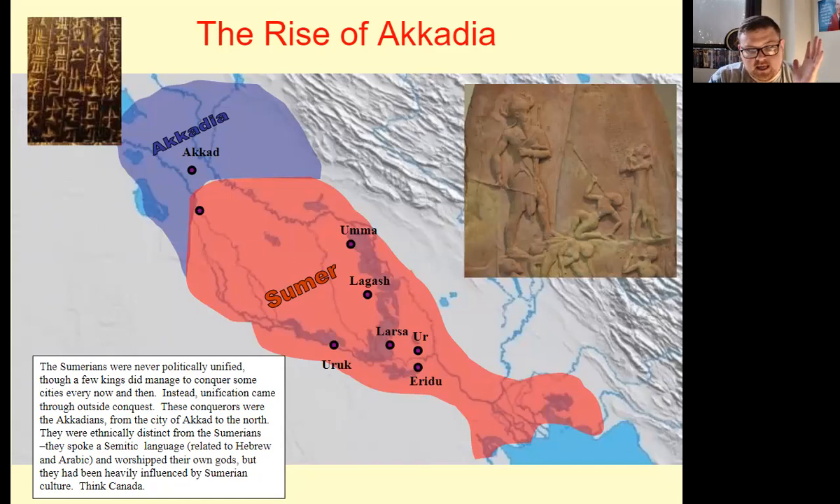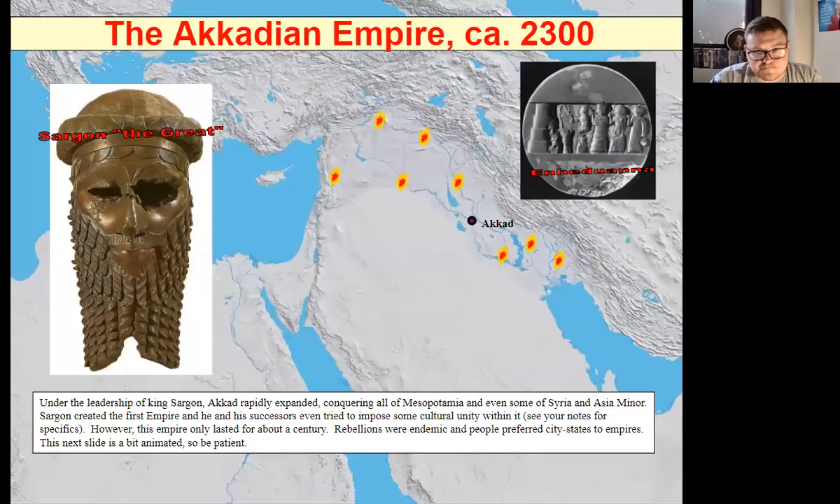These conquerors came from the north, and they were ethnically distinct from the Sumerians. They spoke a different language, more related to Hebrew and Arabic. They worshiped their own gods, but they had been heavily influenced by Sumerian culture. Think about Canada above the United States, right? They're a different culture, but they're also very connected to the US.